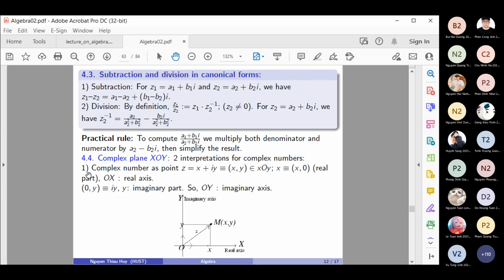For complex numbers, the first way is we can consider a complex number as a point. So the number z can be considered as (x, y), the point with coordinates x, y. It belongs to R squared, and this x is simply identified with (x, 0) as what we did before. And this is the real part. Therefore, this horizontal axis is called the real axis. It's exactly the axis of real numbers.